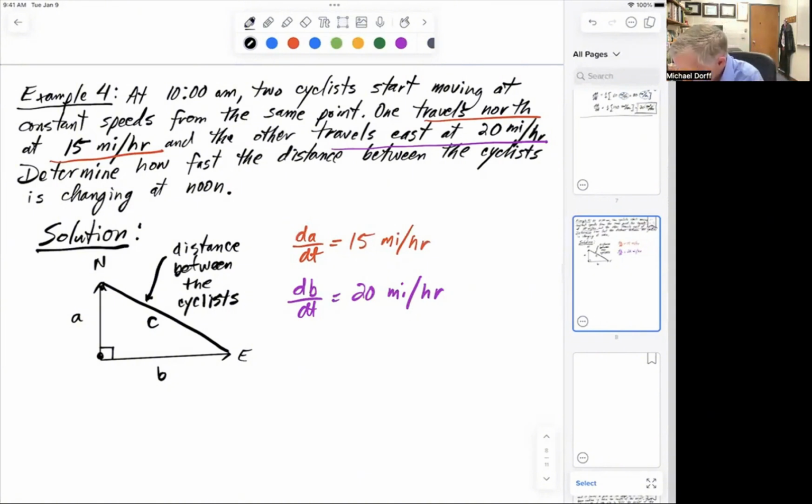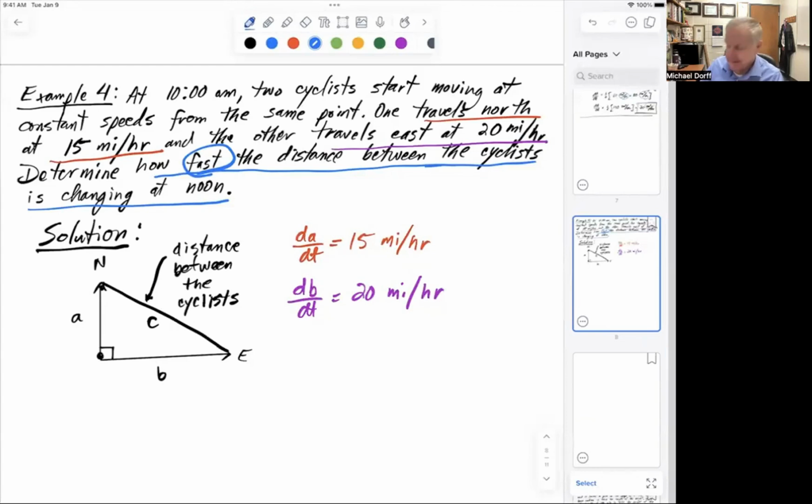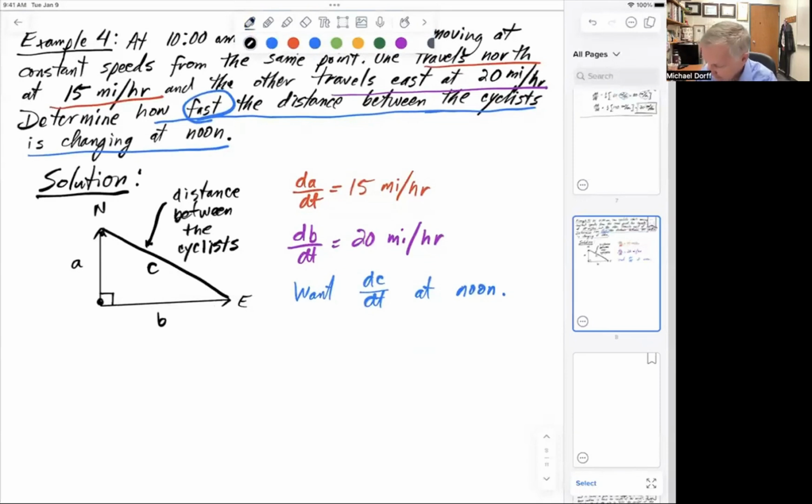What are we supposed to do? We're supposed to find how fast the distance between the cyclists is changing at noon. It's not asking what the distance between them is, but how fast that distance is changing. So we want to find dC/dt at noon. We're going to need some values for A, B, and C, but we'll come back to that. So we need a formula.